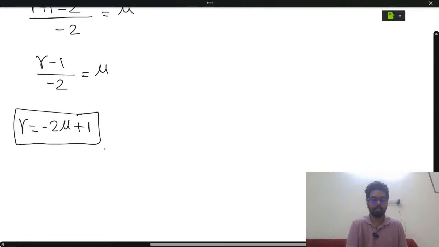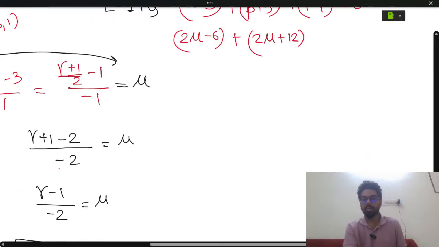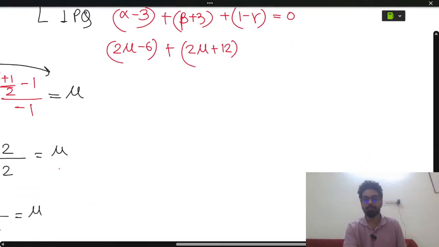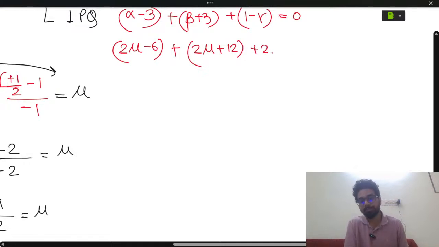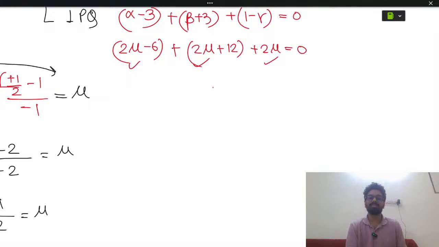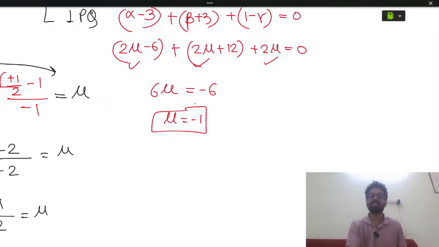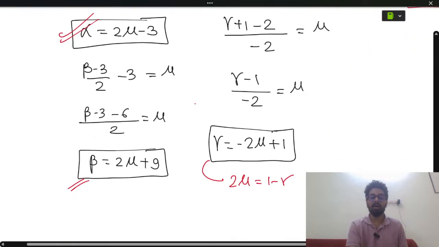Or you can get this thing directly from here. If you solve, 2 mu came out to 1 minus gamma. So what is 1 minus gamma? It's 2 mu. From here, 2 mu, 2 mu, 2 mu is 6 mu. 12 minus 6 is 6. I will send it over there, becomes minus 6. So, mu came out to be minus 1, and that's how we will get the value of alpha, beta, gamma.